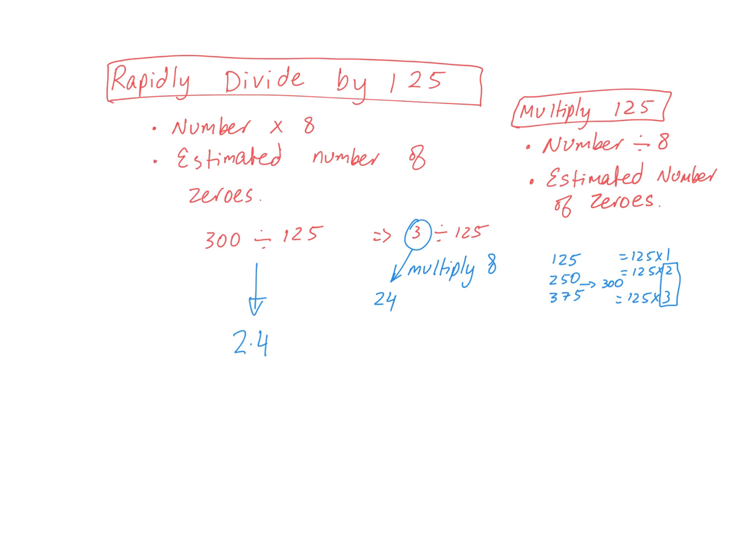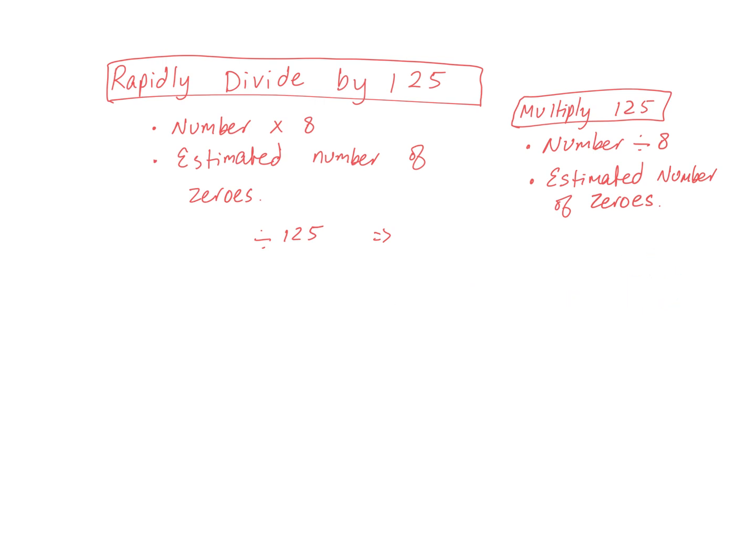Let's try another one. So if I have 111 divided by 125. So if the question is 111 divided by 125, what's our first step? We take this number and we multiply by 8. So what do we get? 888.